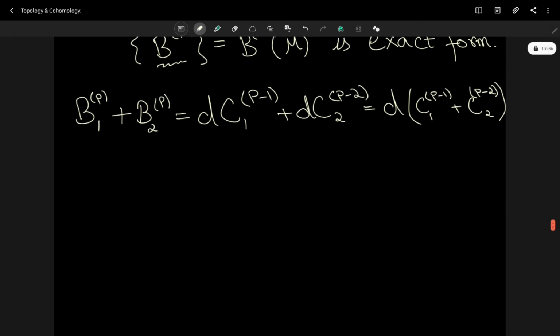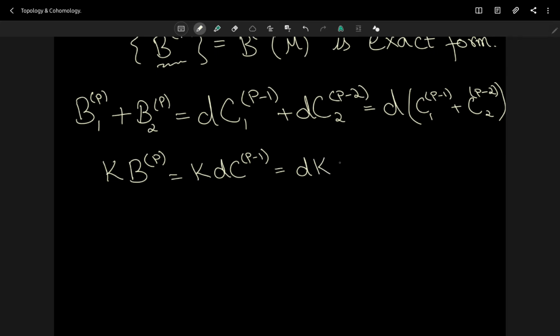And the multiplication thing, that is this scalar multiplication, you have some constant k times b p equal to k times d c of p minus 1, which is equal to d of k c p minus 1, right? And because these two are true, that's why we say that these exact forms have a vector space structure.